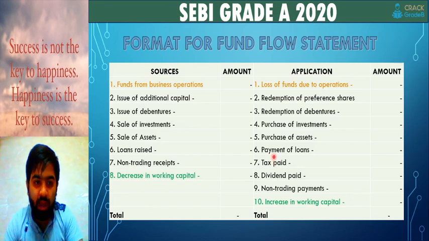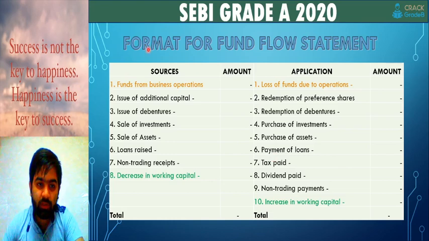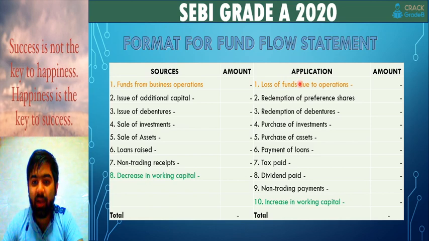We see here that there is source on the left side and application on the right side. So there will be sources from where funds will flow into the business, and there will be applications of funds where funds will be reduced from the business and we will pay them outside the business. So what can be the sources? First we will learn about the sources.